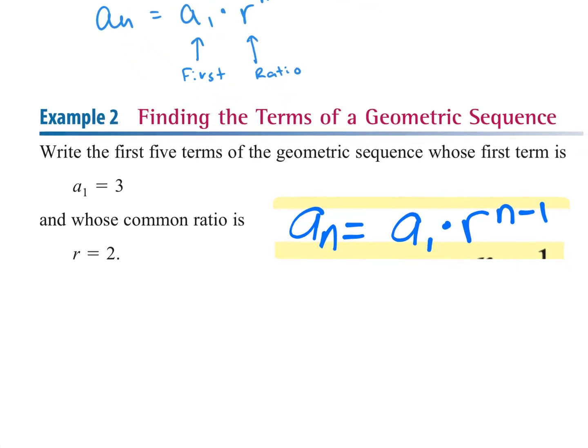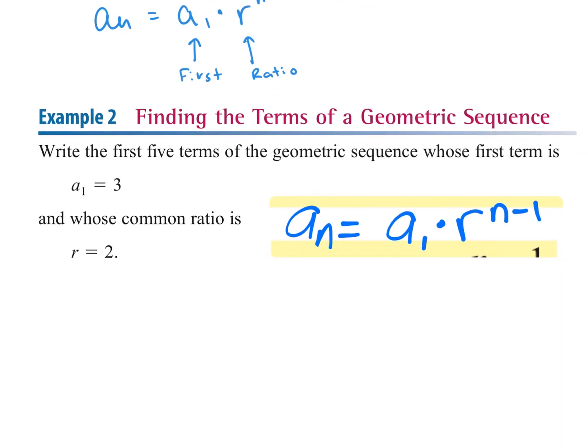So in example 2, we want to write the first 5 terms of the geometric sequence whose first term is 3 and whose common ratio is 2. So we want to plug in what we have into our formula, and then once we have the formula, we can come up with our first 5 terms. So a sub n is equal to, what's our first term? 3 times what's our ratio? 2 to the power of n minus 1.